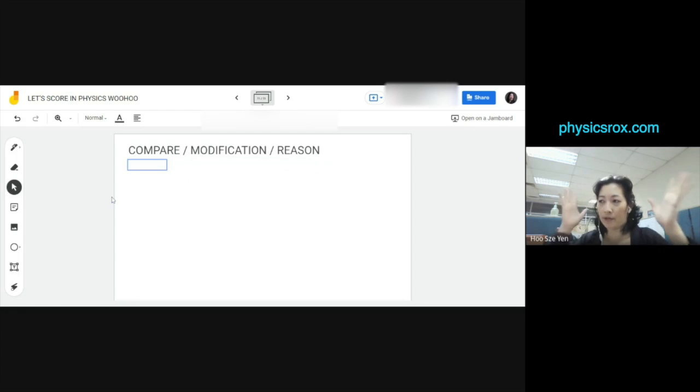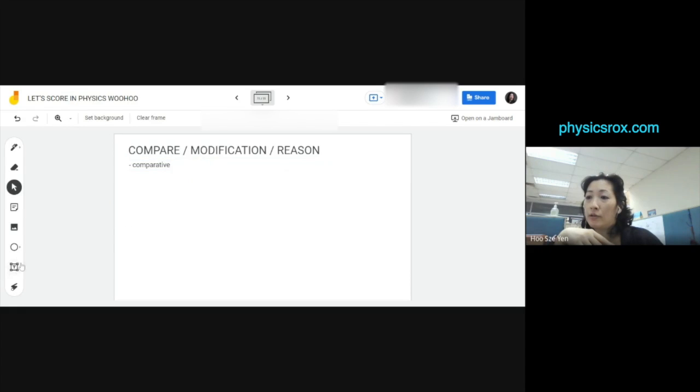Okay, so comparing, compare, modify, or whatever. Remember that in physics, in general, we always like to have comparative terms. So comparative terms means you don't just say high, low, big, small. You always need to use, comparative means what? Try to use the word more or less.